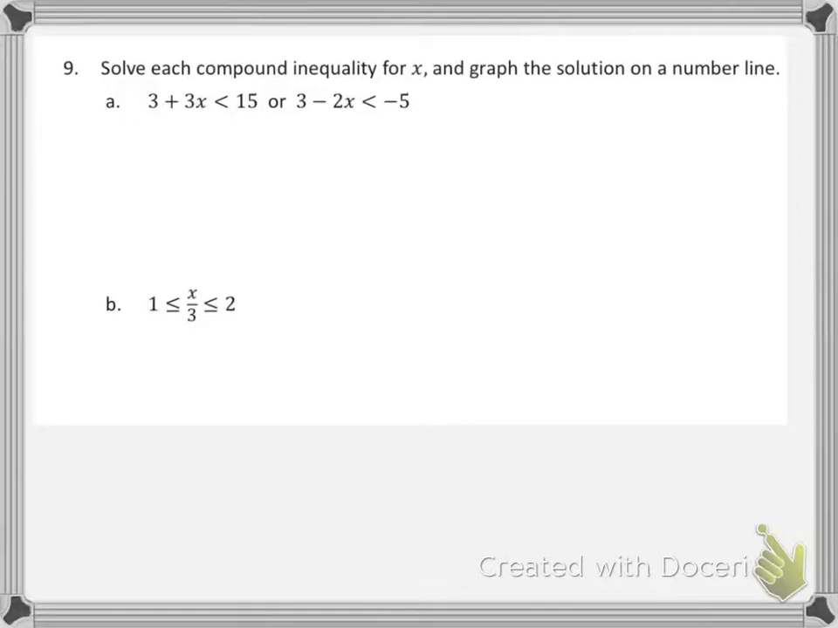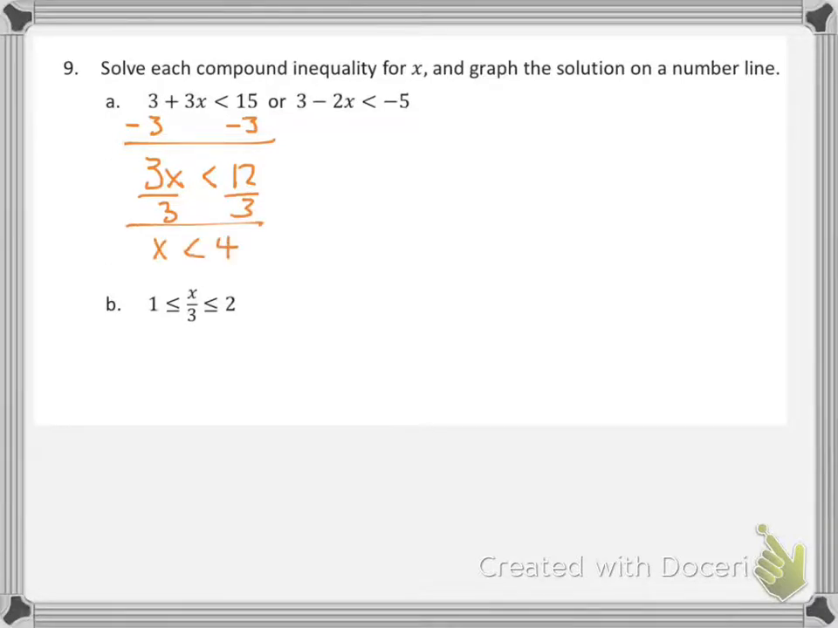Number 9, solve each compound inequality for x and graph the solution on a number line. So now we're solving the inequality just like it's an equation. I would subtract 3. That would give me 3x is less than 12. And then divide by 3. And that would give me x is less than 4.